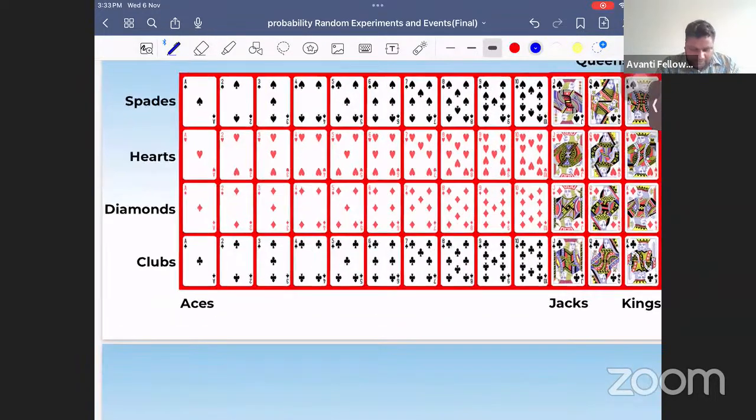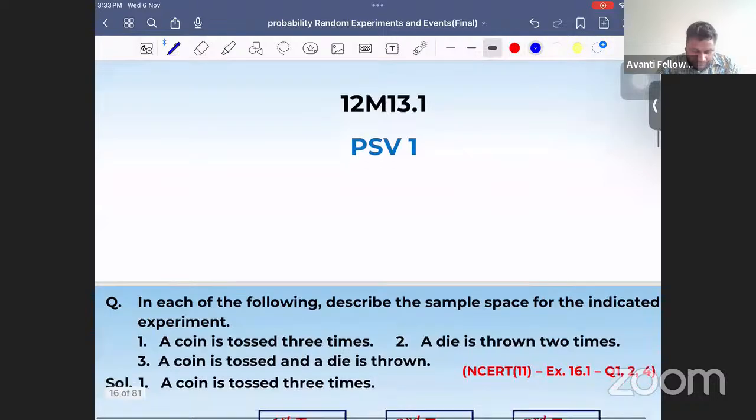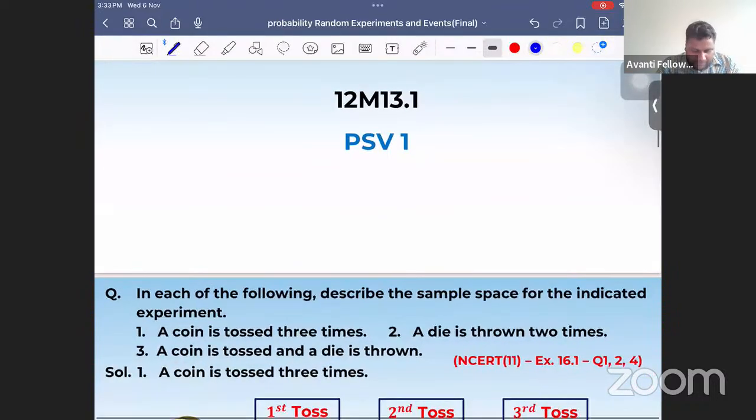See, all the cards are explained here, which I already told you. Just see a very simple question. It was there in 11th class NCERT. Before starting the probability of class 12, it is very necessary that we revise that of 11th class NCERT. In each of the following, describe the sample space for the indicated experiment.